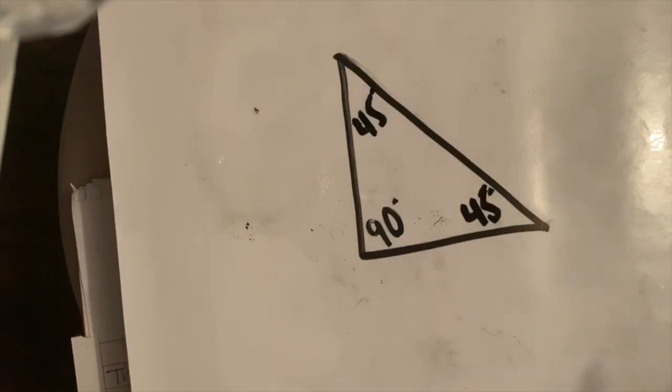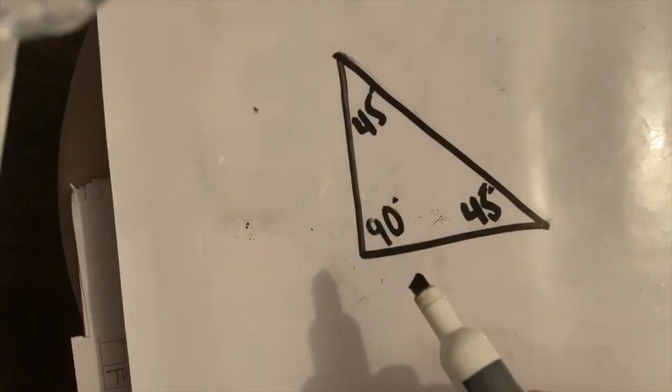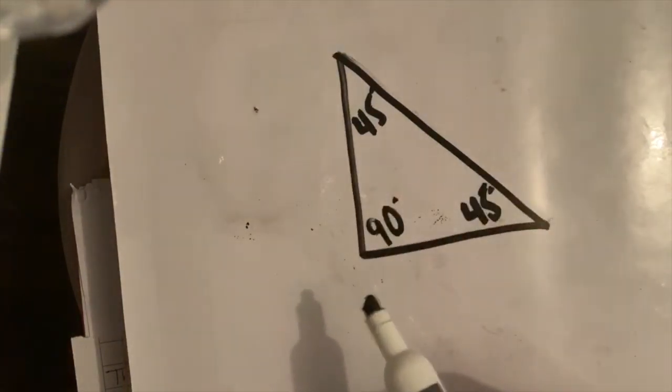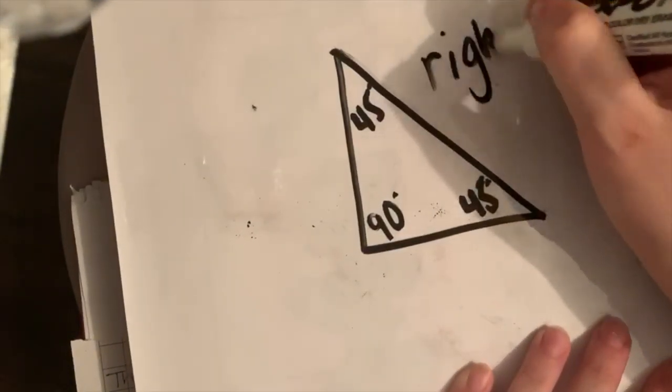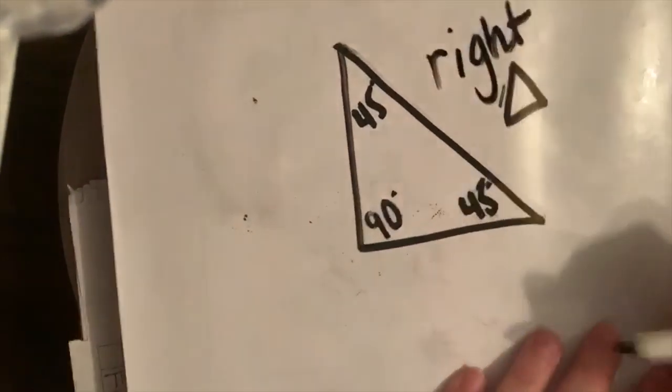Now, again, we're either looking for a right angle or an obtuse angle because then we automatically know that it's right or obtuse. So right here, I see the 90 degrees. Automatically, I don't even have to worry about these two. I see the 90. I know that this is a right triangle. So right triangle.